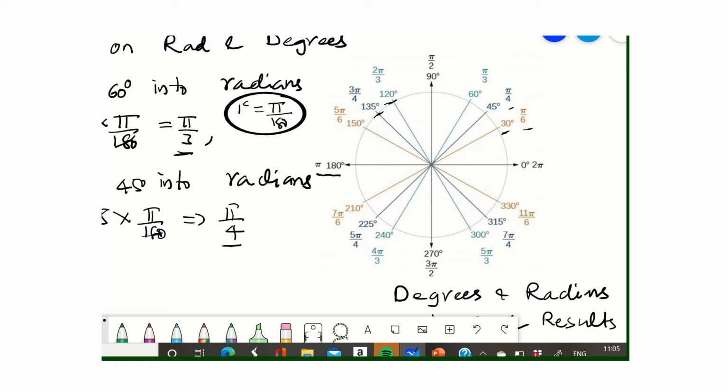270 means 3 pi by 2, and 300 is 5 pi by 3, and 315 is 7 pi by 4, and 330 is 11 pi by 6, and this is 0 degrees here. Once again we are landing at an angle 0. One complete round is finished. After that I get the same pattern once again. So this is the standard diagram given for degrees and radians.